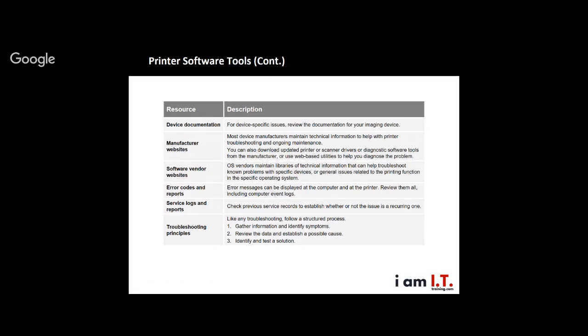Your software vendor websites are going to have all of the maintenance libraries, per se, or all the tech specs, and they can usually give you the troubleshooting steps once you tell it what the error code is or what the report back from the printer is. So you take that error message, you plug it into either the software vendor or hardware vendor site, and then you'll get to know what they recommend to troubleshoot it.